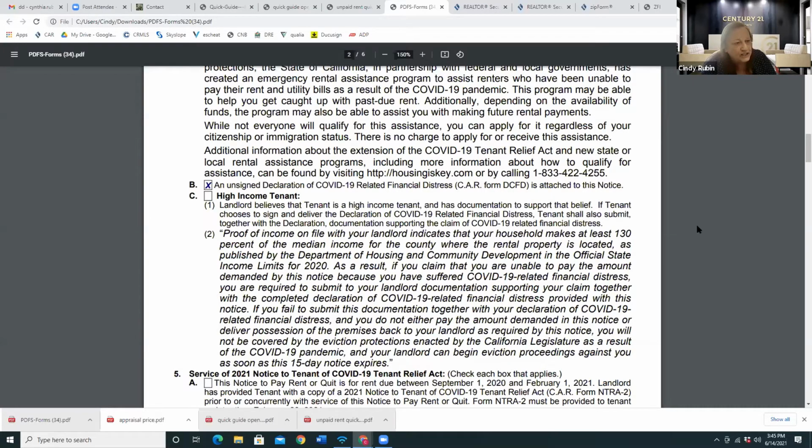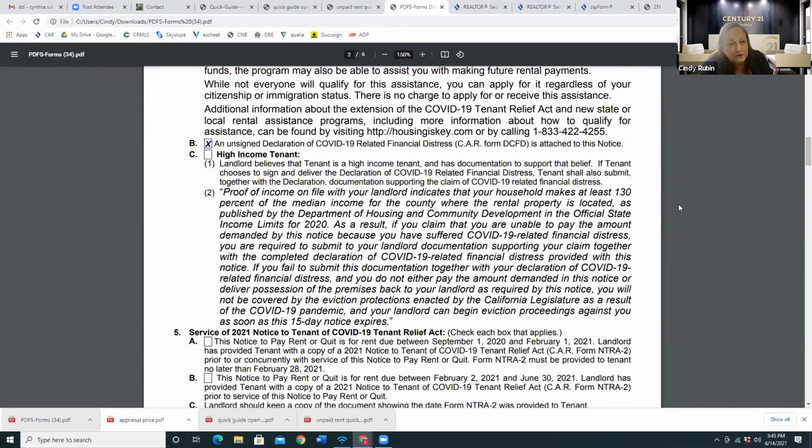If the tenant chooses to sign and deliver the declaration of COVID-related financial distress, the tenant shall also submit, together with the declaration, documentation supporting the claim of COVID financial distress. So they can't just send you back the claim, check a box, and sign it. It's not good enough. They have to send you proof. Here's my proof. Look at my bank account, whatever. Here's my proof of why I can't pay this. I lost my job. My kids have been out of school. I've had to stay home. I've had no income. And you can prove that. Okay.